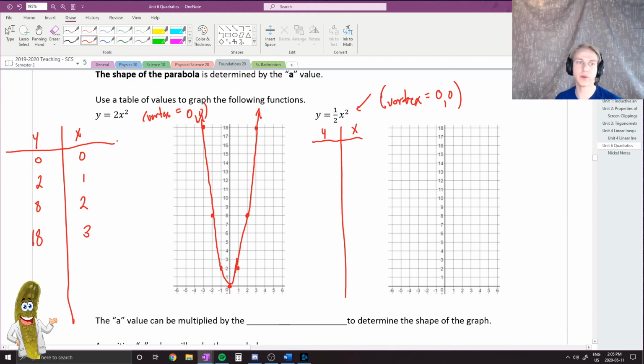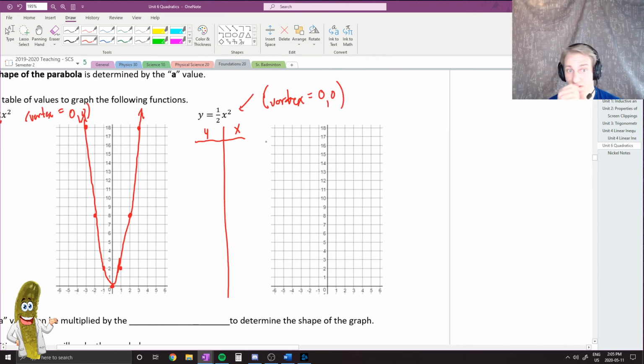So that's when we have a value above 1 for x squared. Now we're going to look at when we have a value below 1 for x squared. So again, if x was 0, y would also have to be 0.